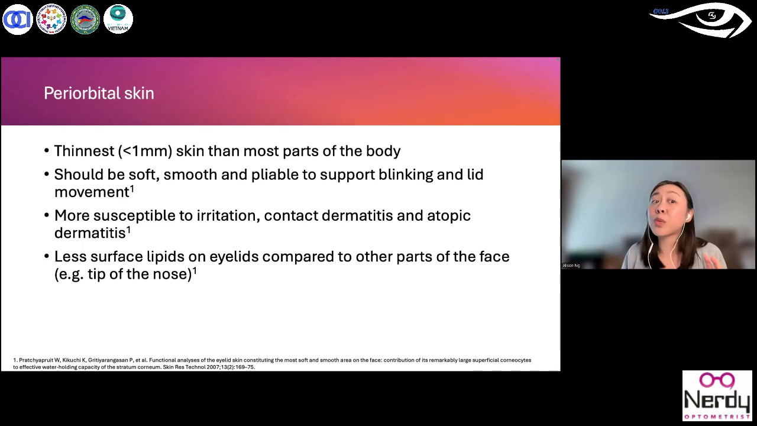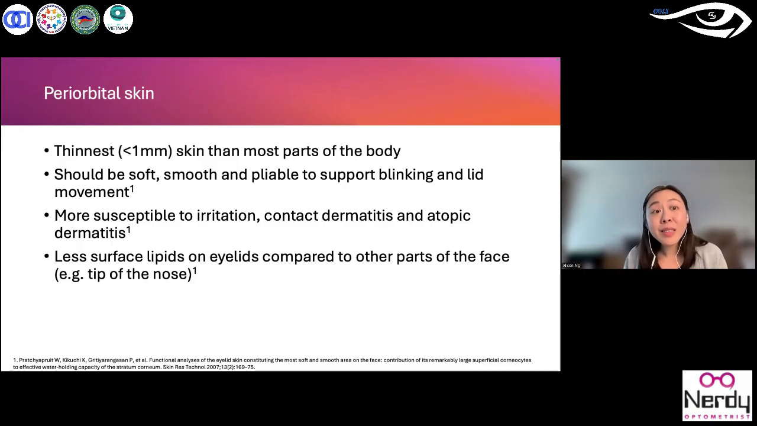But the eyelid itself is quite unique. That skin needs to be soft and it needs to be smooth and pliable so that it can move up and down every single day to support blinking. And if you remember the statistics about blinks, we blink on average about 16,000 times a day. So that is a lot of lid movement up and down every single day.